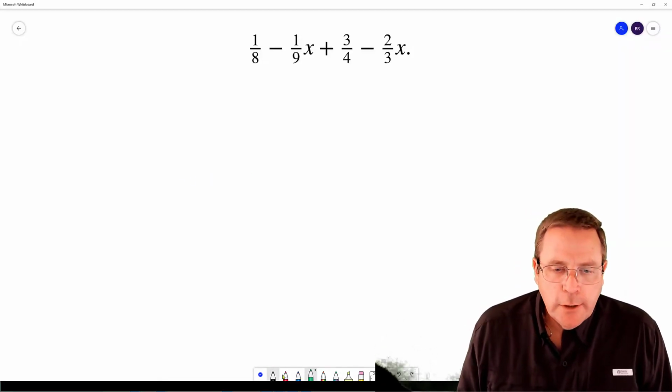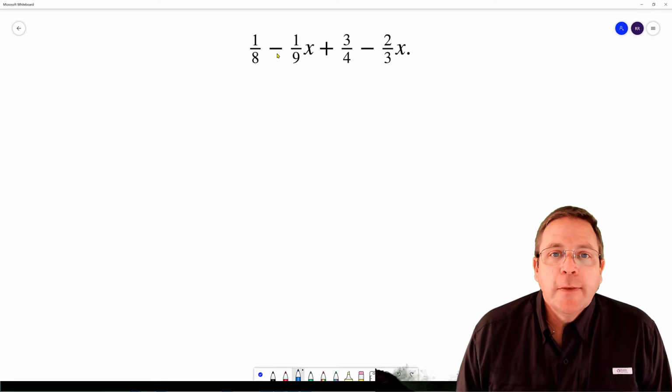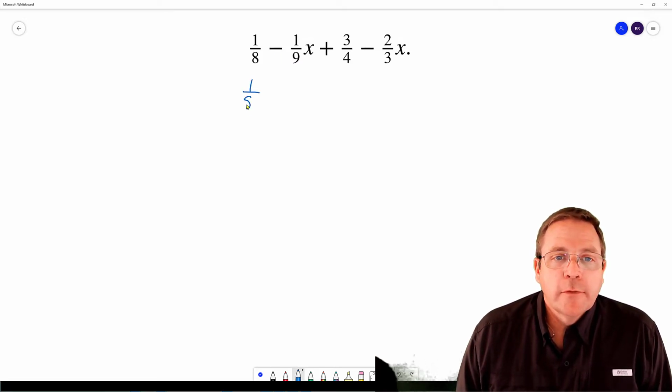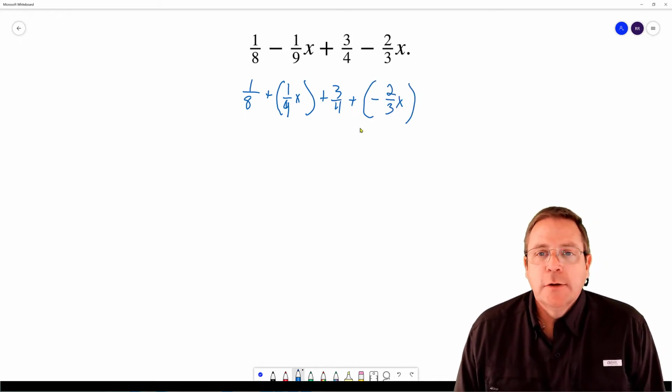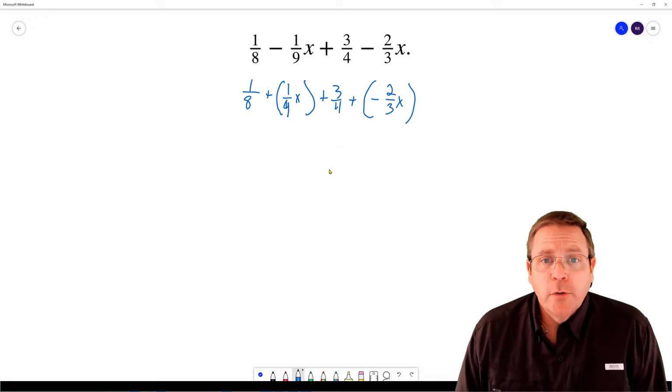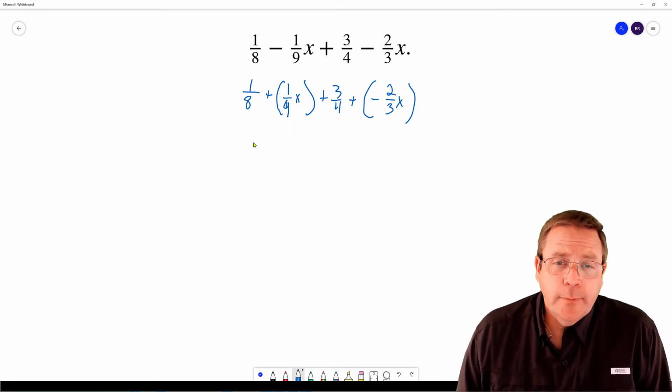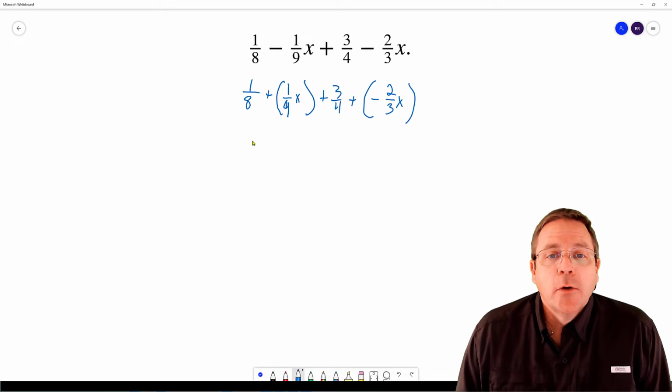Okay, I made Sharu get down, and now it's going to be time for us to make the pretty problem ugly by unmultiplying the signs. So right here, this minus 1/9 x, that's going to be plus a negative 1/9 x plus 3/4, and the minus 2/3 x, that's going to become plus a negative 2/3 x. And by changing it to addition, it allows us to use the commutative property of addition. Now we're going to regroup them.